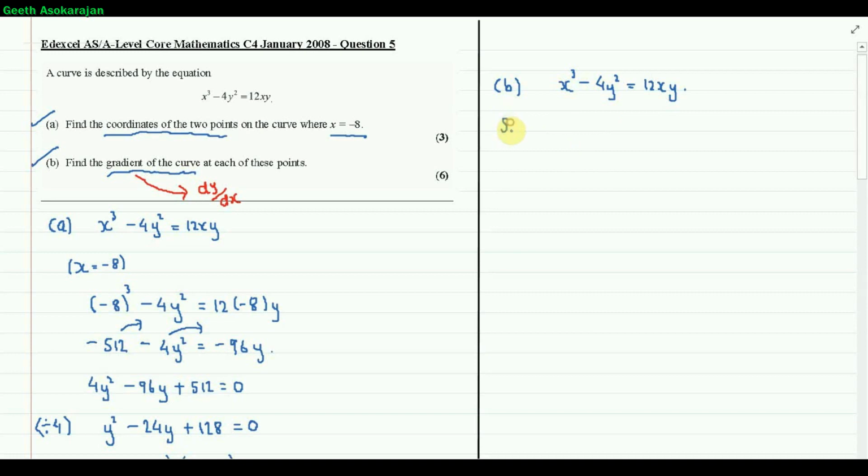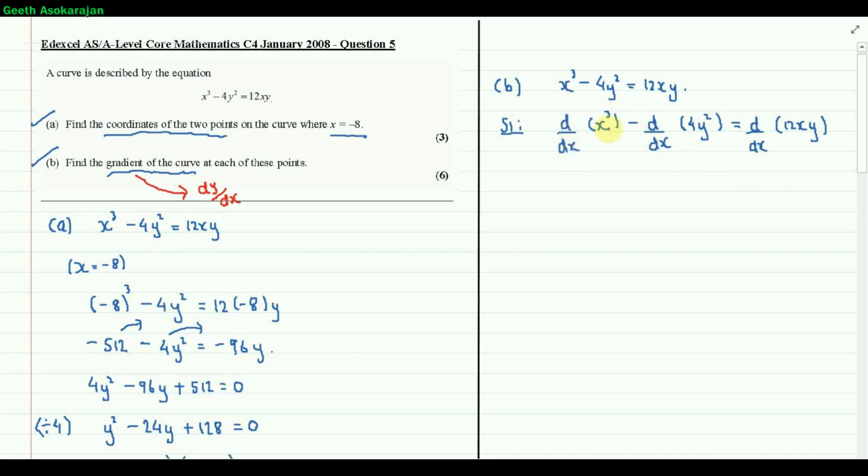The first step, let me call that S1, is to differentiate each term with respect to x. So you need d by dx of the first term, x cubed, minus, so a minus, you need d by dx of the second term, which is 4y squared, and that is equal to, you also need d by dx of the right hand term, 12xy. So in other words, you need to differentiate each of these terms with respect to x.